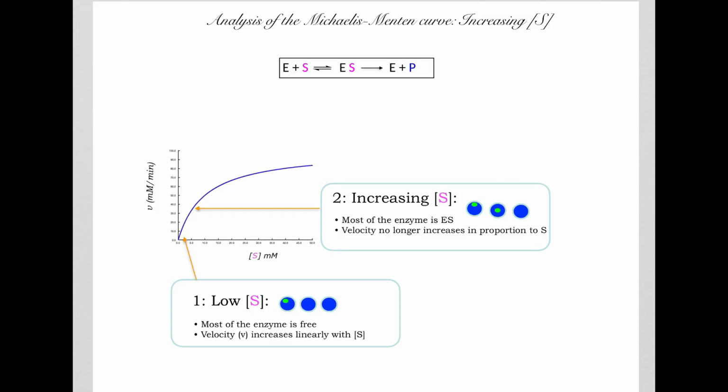In the second part of the curve, as more and more substrate combines with the enzyme, more and more of the enzyme is now in the ES, enzyme-substrate complex form. Now you will see that there's no longer a straight line. You can see it is curving. So the velocity no longer increases in proportion to the substrate concentration. So we lose the linear relationship between velocity and substrate concentration somewhere here in the later part of the curve.